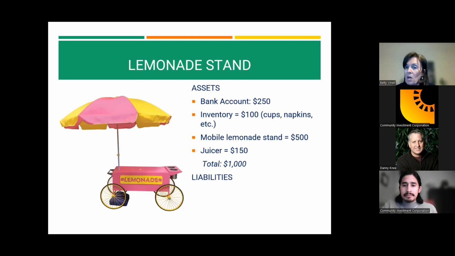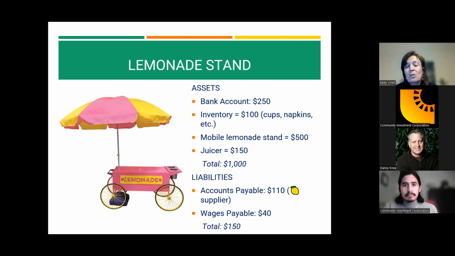Now we're going to look at our liabilities for this company. So we still owe one of our suppliers $110 for lemons. And we did have an event a couple weeks ago, and we did not get to pay one employee, and we owe that employee $40. So our total liabilities are $150.